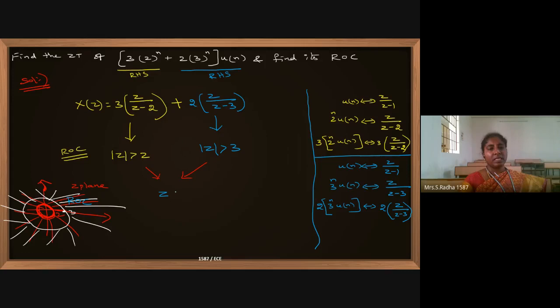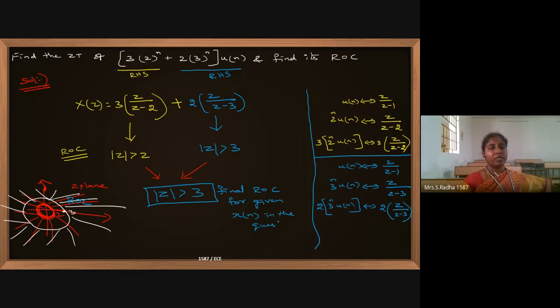So mod z greater than 3 satisfies both the conditions. This is the final ROC for the given x of n in the question.